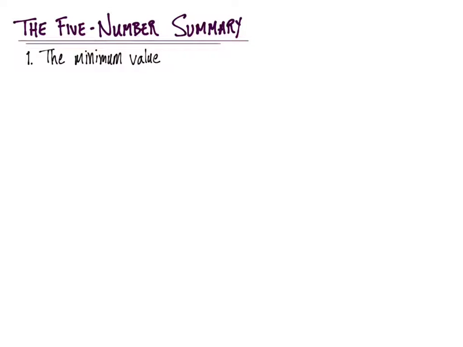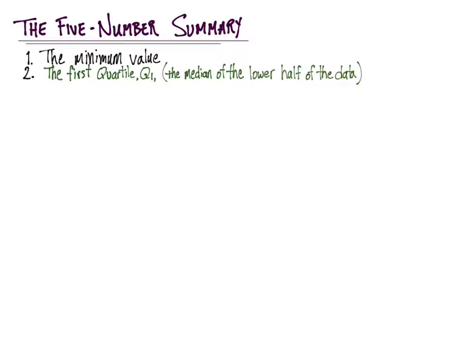The second number is what's called quartile 1, and it's a number that defines the lowest 25% of the data, which is why it's called a quartile. And it's really the median of the lower half or the lower 50% of the data, which is a lot easier to find after you find the median, which is our third value of the 5-number summary.